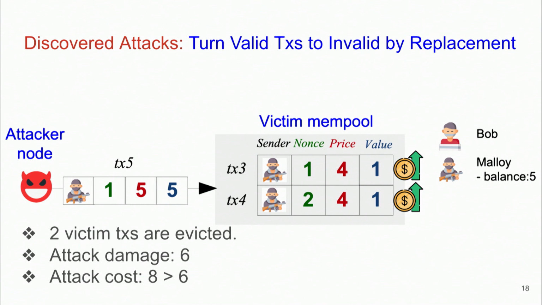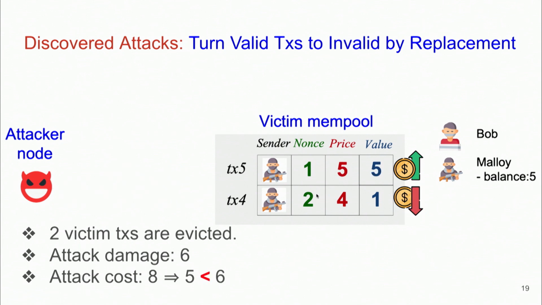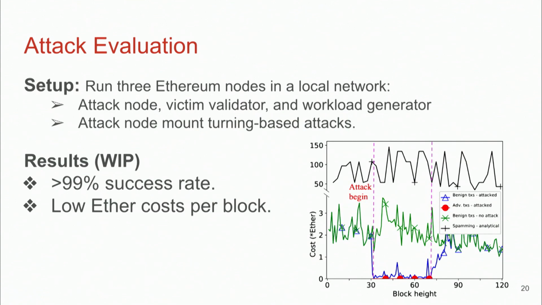But once TX5 is admitted to the memory pool, replacing transaction 3, this is what the memory pool looks like. TX5 is still a valid transaction, but admission of TX5 will turn TX4 from a valid transaction into an overdraft transaction. And TX4 will become an invalid transaction: if the block validator retrieves transactions from the memory pool at this point, it will not be able to validate the transaction or include it in the next block. So it decreased the attacker cost from 8 to 5. So 5 is lower than 6. So this constitutes a successful asymmetric DoS attack. So this is how things work at a high level in this toy story.